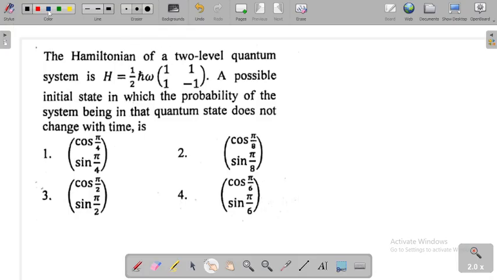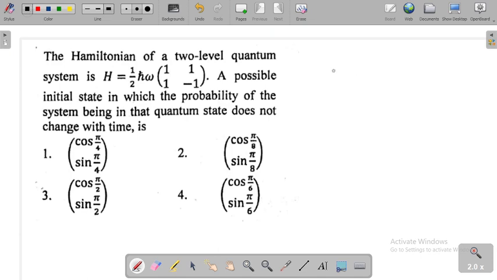So this is the problem. Let me read it out first. The Hamiltonian of a two-level system H is given. A possible initial state in which the probability of the system being in that quantum state does not change with time is asked. So basically a two-level quantum system Hamiltonian is given, and we have to determine the initial state where the probability of the system does not change with time.